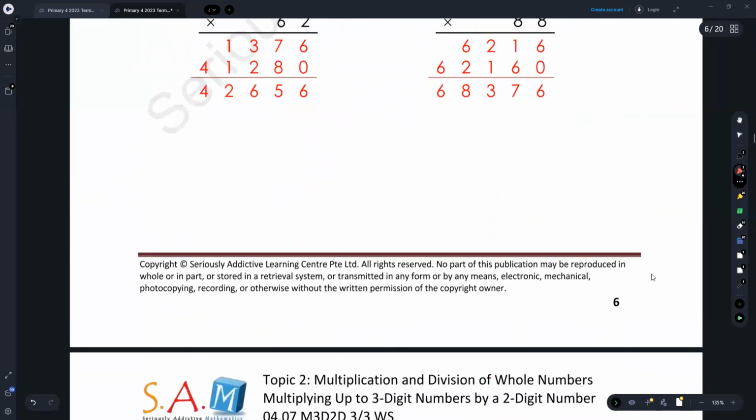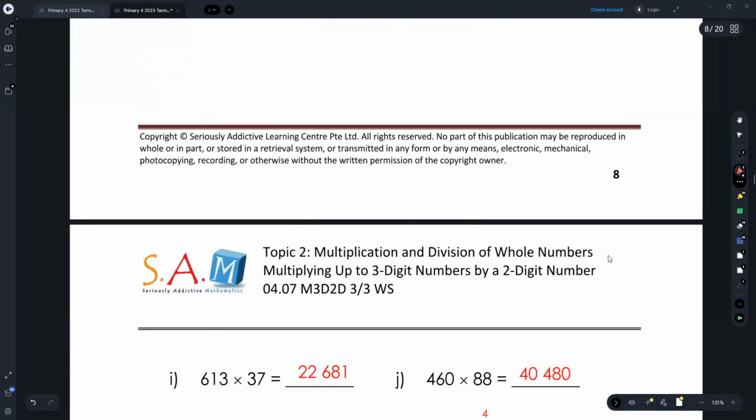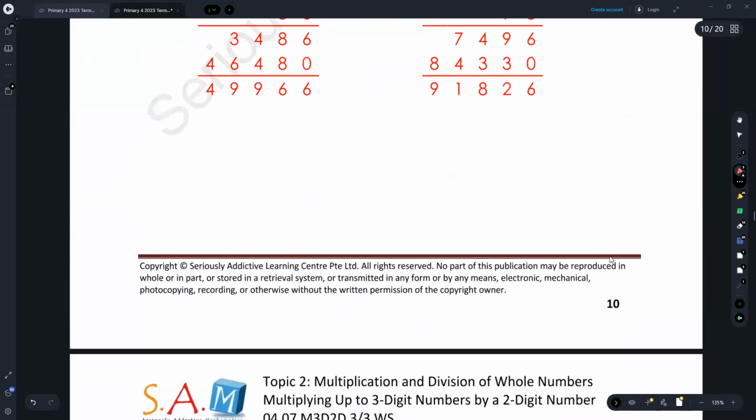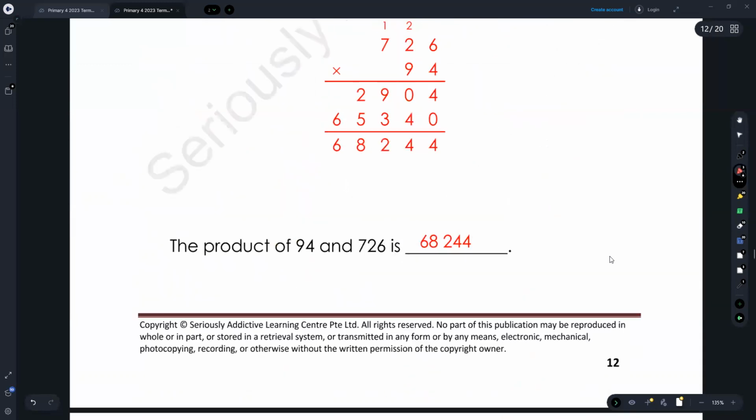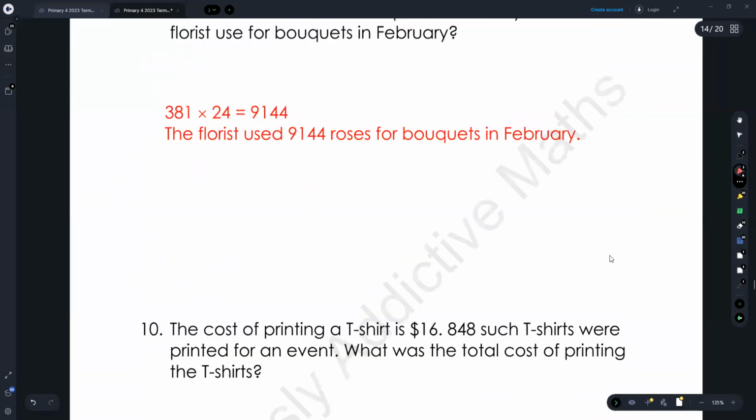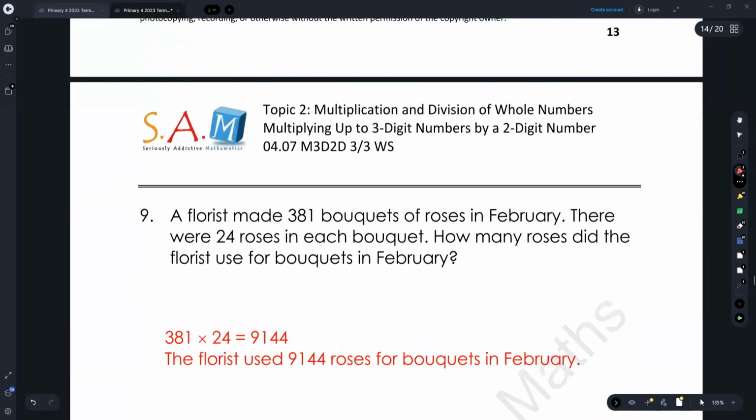And then we can skip a lot of these questions, right? Because these are all repetition questions. And I would like you to skip all the way to the word problems instead.